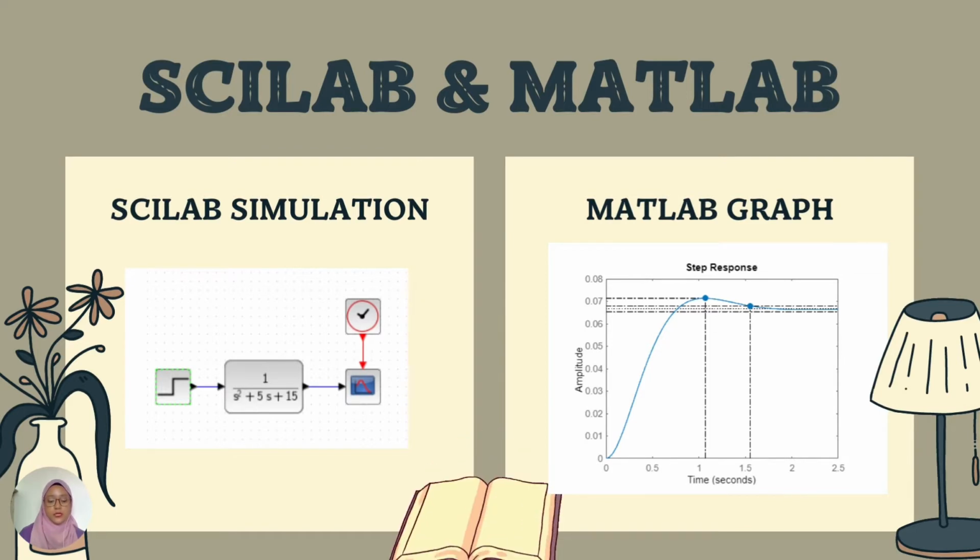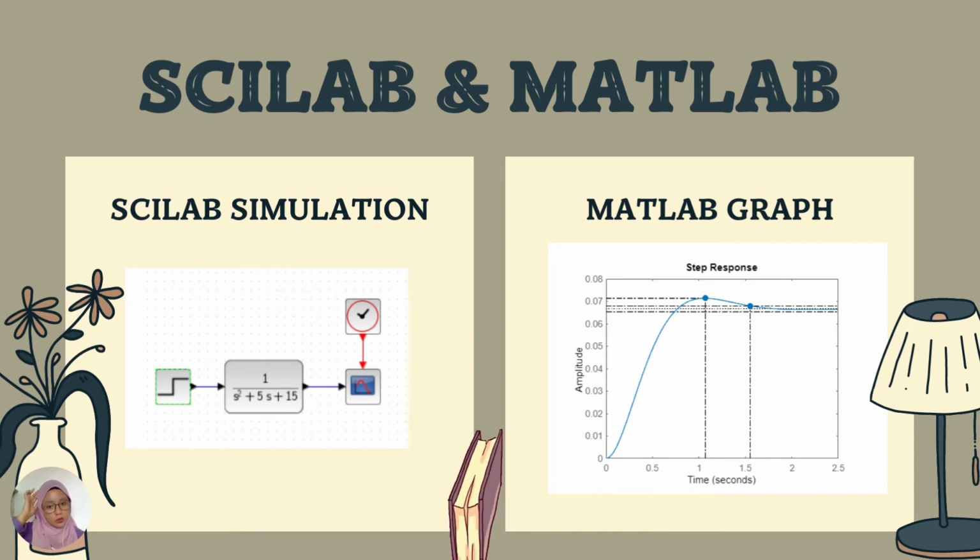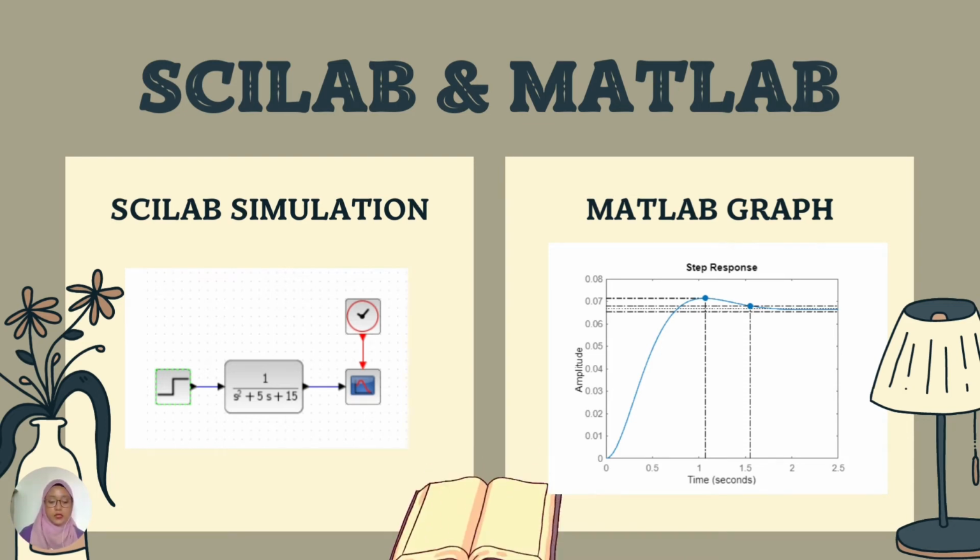After that, for our simulation, I use two kinds of applications, that is Scilab and MATLAB. For Scilab, we're using the cscope, clear, and clock, and step function. And for MATLAB, we show you the graph accurately. For the graph, we need to find the step response of our automatic electric iron.